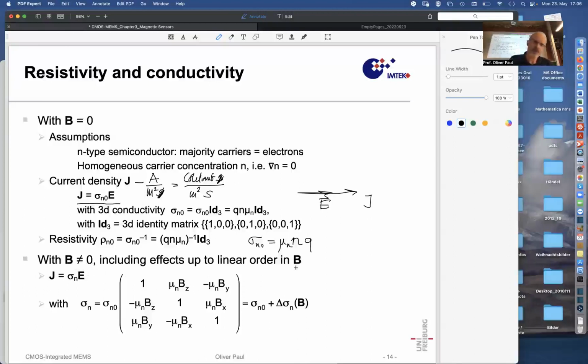So just in a simple picture where you can imagine this J having been defined before.